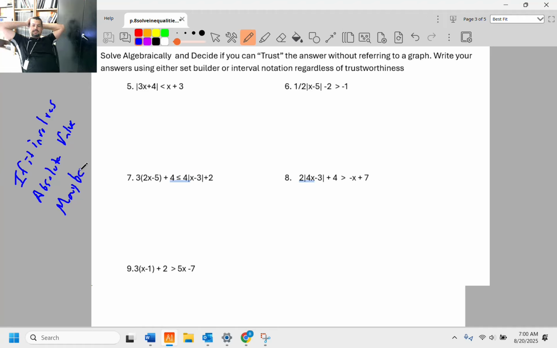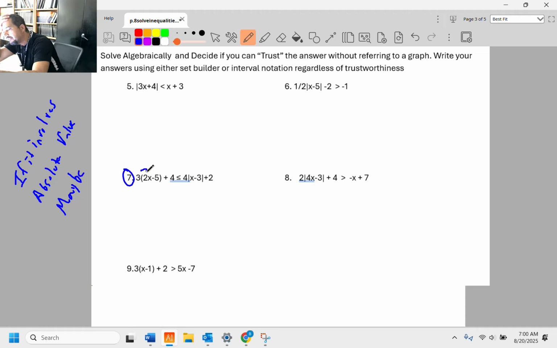All right. So anyways, you're supposed to do these, and regardless of whether you can trust them or not, write your answers using interval notation or set builder. It says use set builder or interval, regardless of the trustworthiness of your answers. And I don't really care to do a whole lot of these because by and large you need to be doing most of them. So I'll do like number 7.